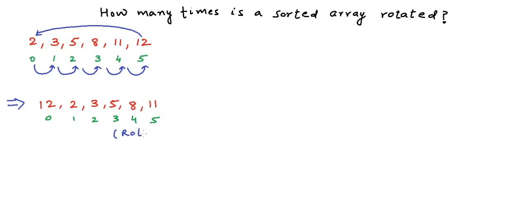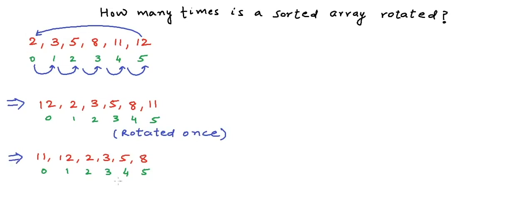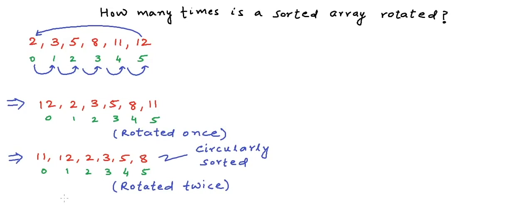And this is rotated once. And if we rotate the array twice, the resulting array would be this. And this is, of course, rotated twice. Such an array is often also called a circularly sorted array. So we have been given such a circularly sorted array, and there is one more condition: there are no duplicates in the array. All the elements in the array are distinct. Given such an array, we have to find out how many times the array has been rotated.